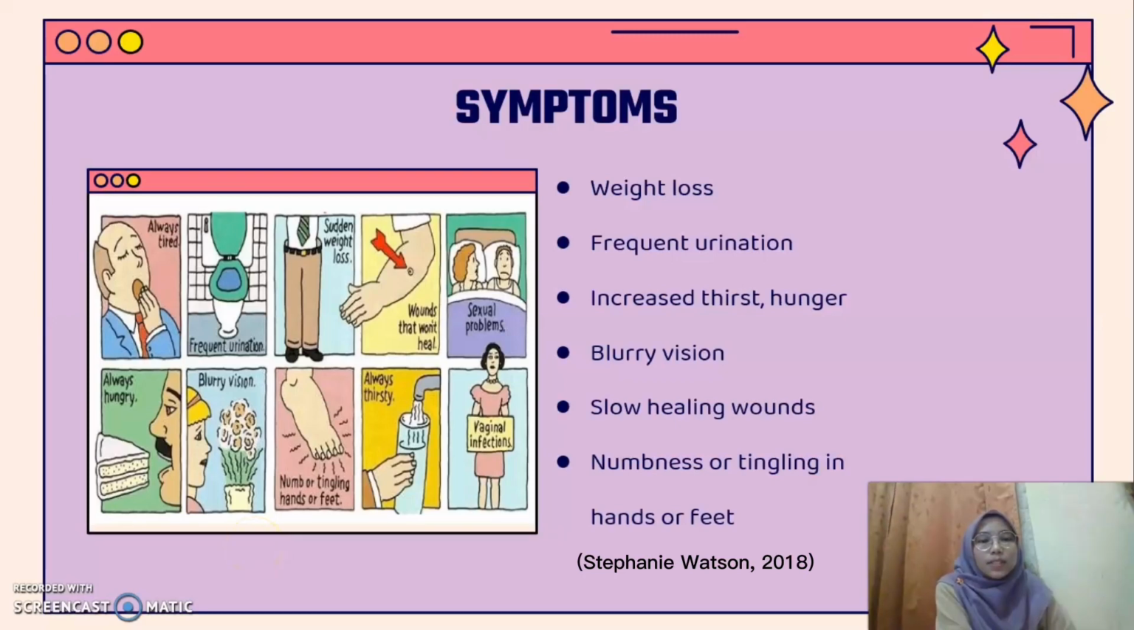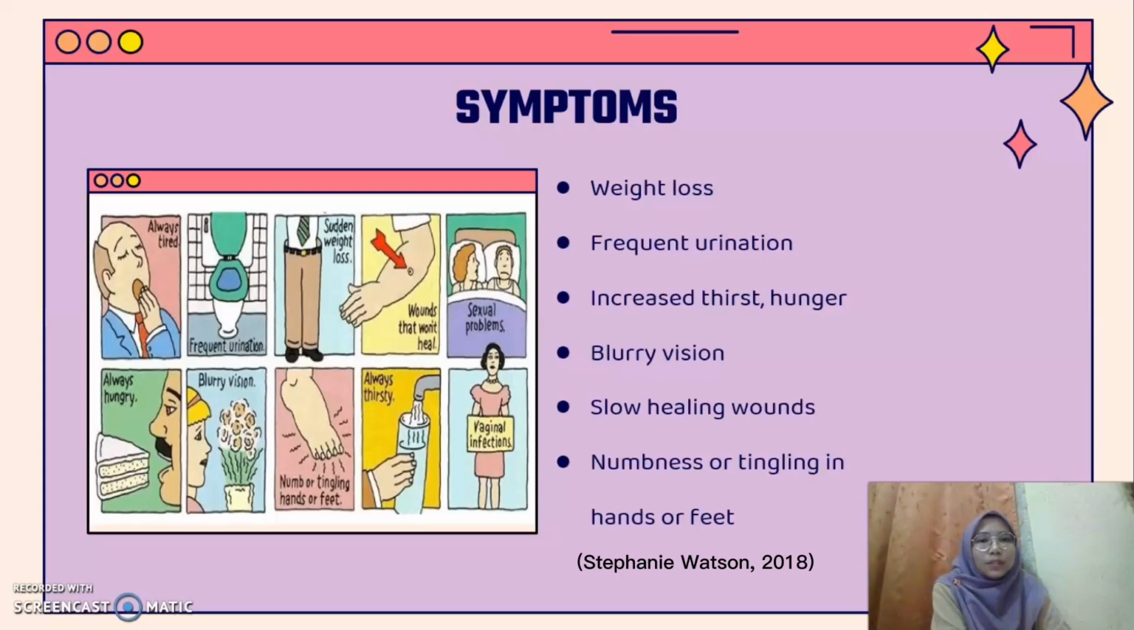The next symptom is slow healing wounds. People with uncontrolled diabetes may develop poor circulation. As circulation slows down, blood moves more slowly, which makes it more difficult for the body to deliver nutrients to wounds. And the last one is numbness or tingling in hands or feet.